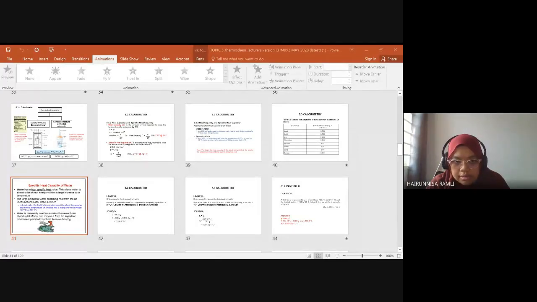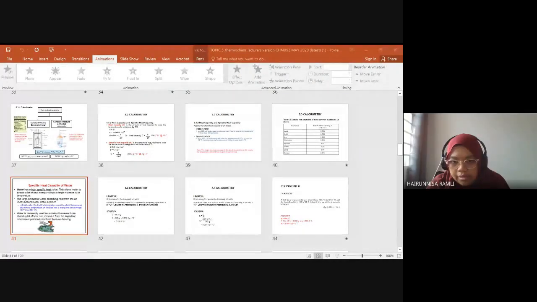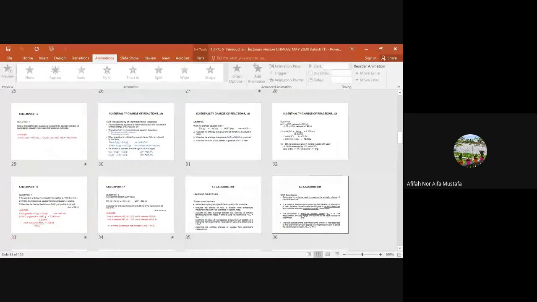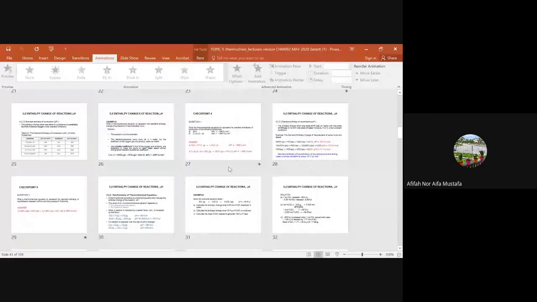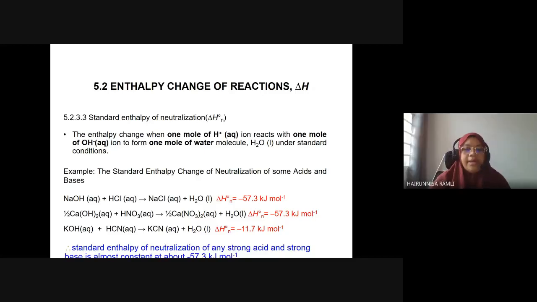Pasal before this yang saya dah ajar? Ke semua okay? Please. Nak tanya yang pasal neutralization tadi. Okay, neutralization. Kan dia kata definition tu 1 mol OH, 1 mol H dengan 1 mol H2O kan? So maksudnya dekat dalam chemical equation yang kita buat tu, kita kena make sure yang H2O 1 mol, lepas tu acid dengan base dia pun 1 mol ke? Macam tu eh? Ah, okay. Okay, thank you for the question.